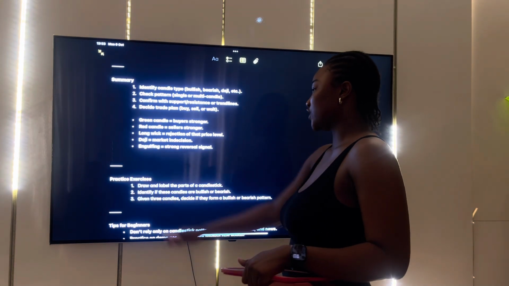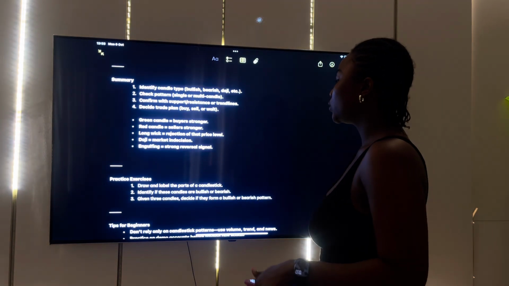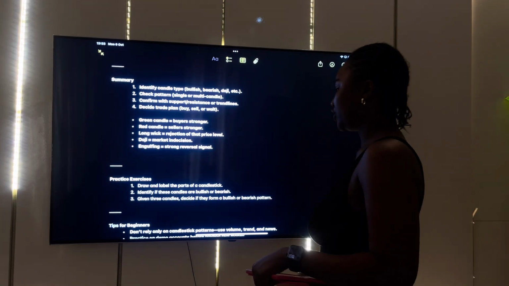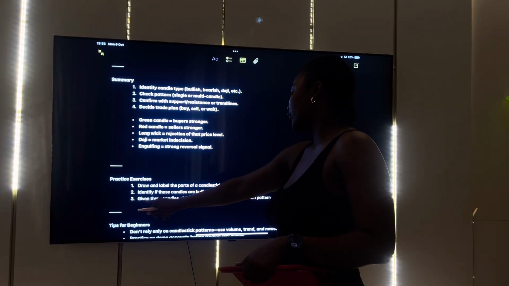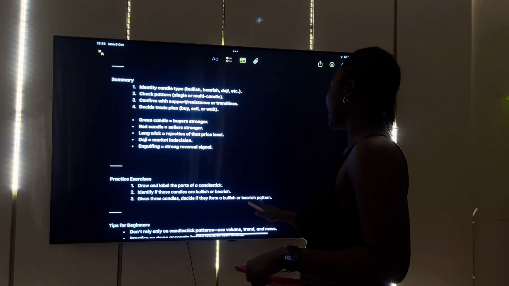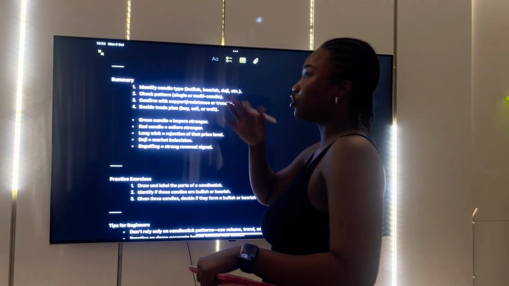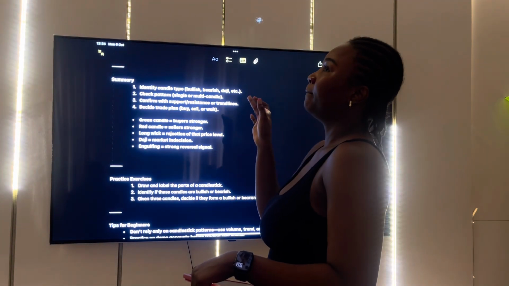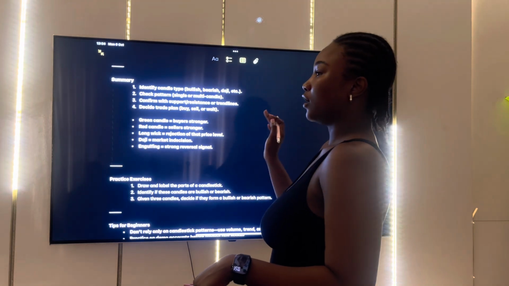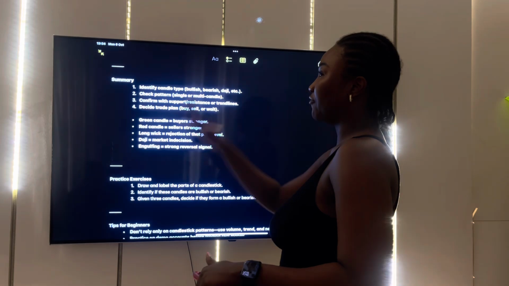Now this is the exercise for you. You are going to draw and label the parts of a candlestick. Identify if these candles are bullish or bearish, and you are going to be given 3 candles and decide if they form a bullish or bearish pattern. Now you're going to give me an answer. I'm going to draw some patterns and let you know. Then you're going to label it for me and explain what those things mean according to what I've explained in this video.